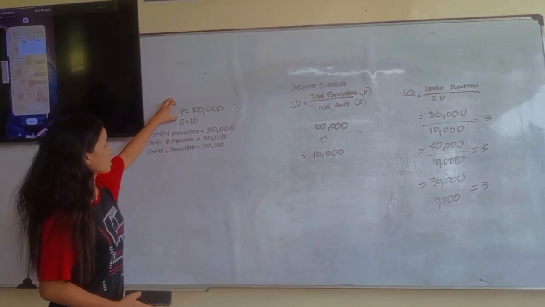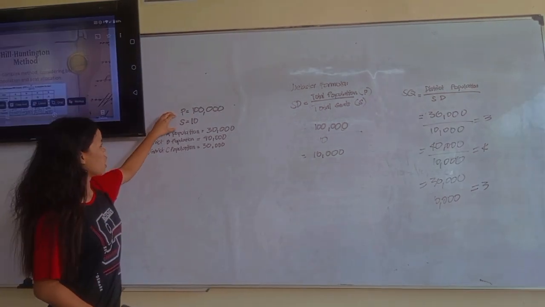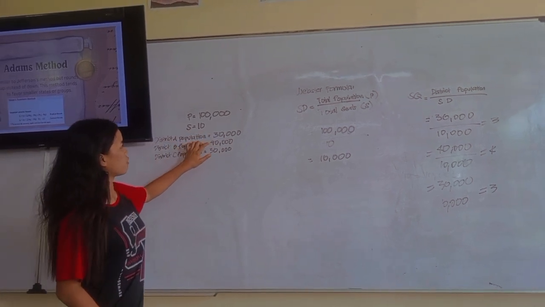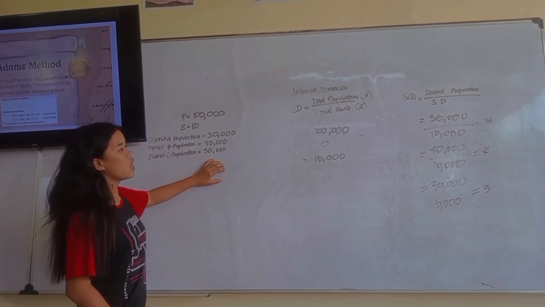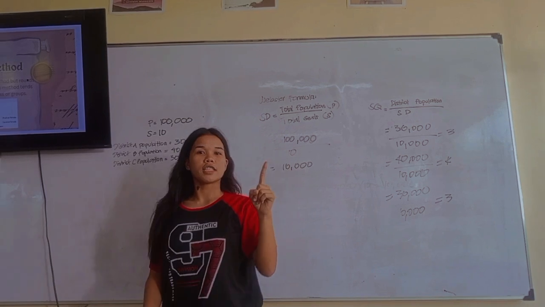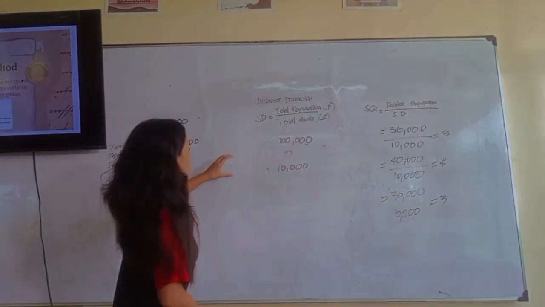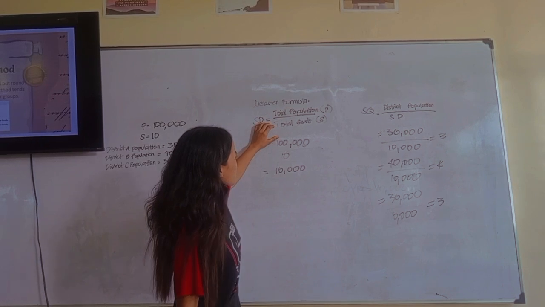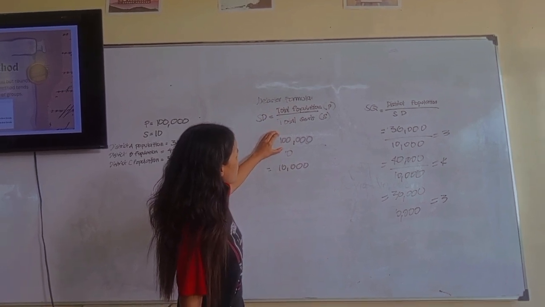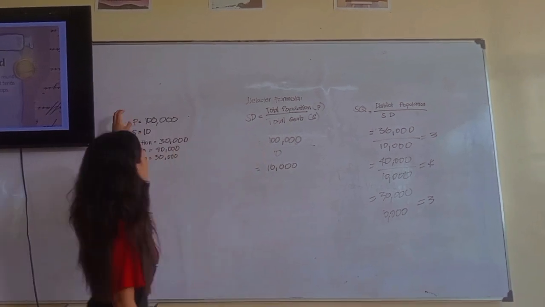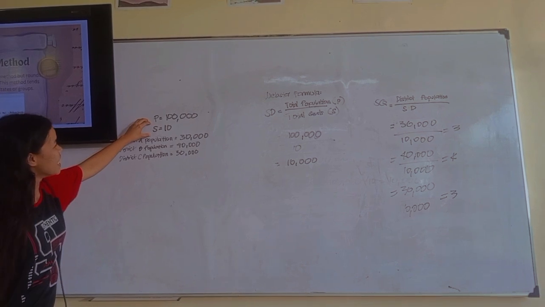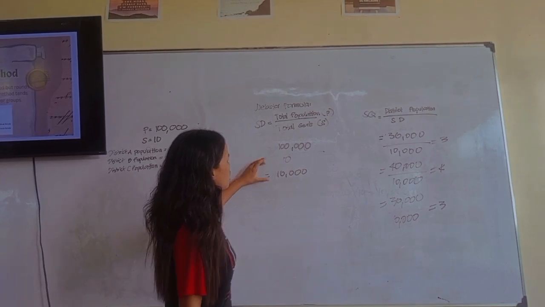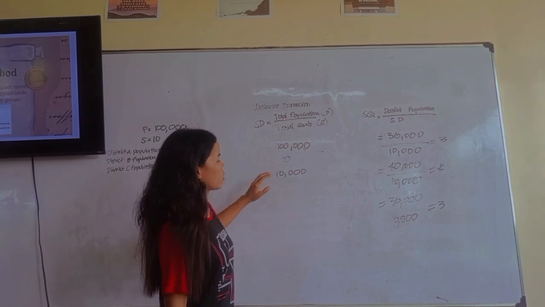So the total population is 100,000 and the total seats is 10. These are districts A, B and C. A has a population of 30,000, B a population of 40,000, and C a population of 30,000. First, we calculate the standard divisor. The formula: standard divisor is equal to total population over total seats. So 100,000 over 10, and the result is 10,000.